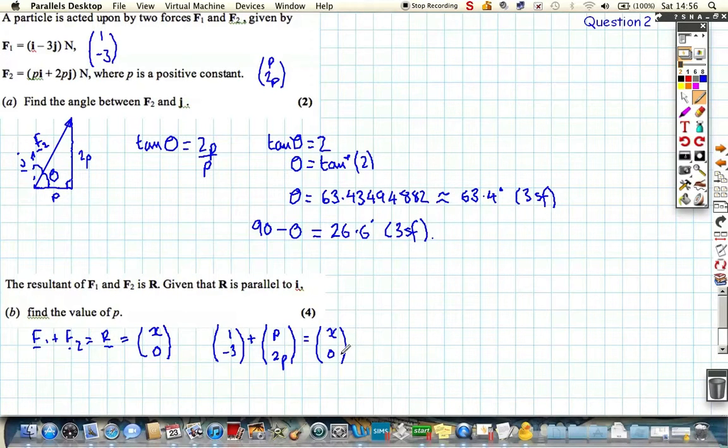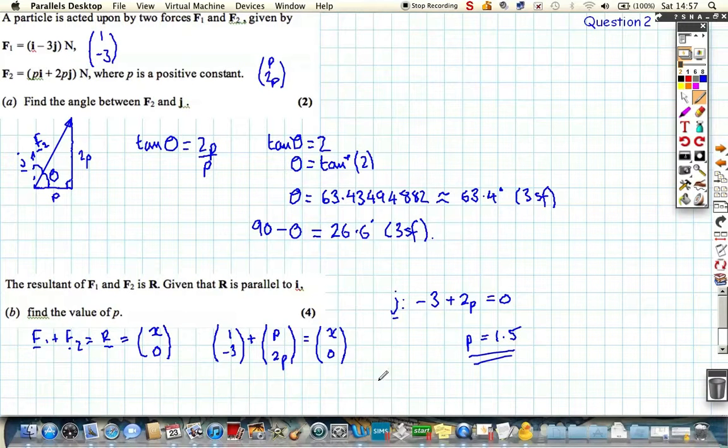Now, if we look at the j components, obviously, we want to work out the value of p. So if we just consider the j components of this, just reading along the bottom, this is why I use column vectors, we have minus 3 plus 2p is equal to 0. So rearranging that, I can find out that p is 1.5, which is our value.